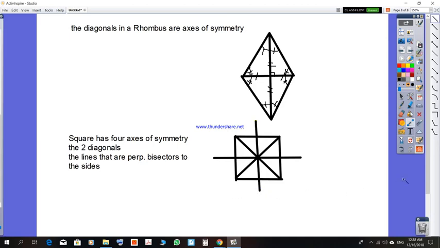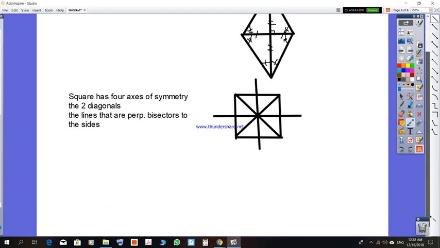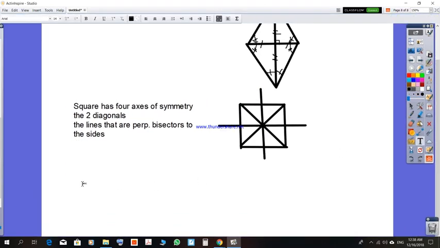Don't forget that the sum of the angles in a quadrilateral is 360 degrees.